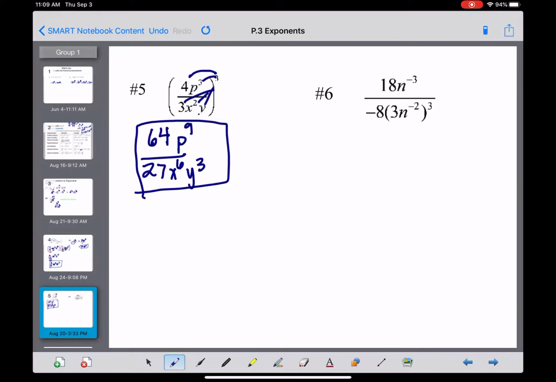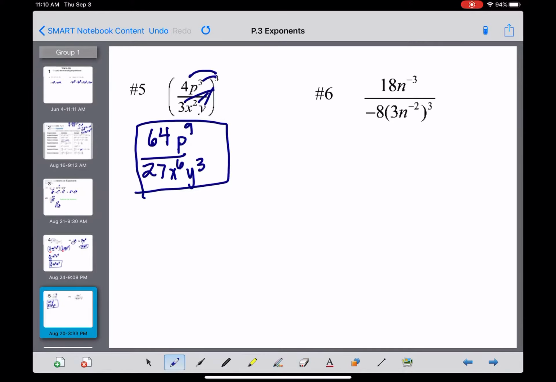Okay, number 6. There's a lot of negative signs here. One thing to be careful of is just because you have a negative number, that does not mean the number moves, because that only applies to negative exponents. If I have negative 1/2, it could be written as negative 1 over 2, or 1 over negative 2, or the negative can be out front. So when you have a negative, it can go in any of those spots. That's just something to keep in mind there.